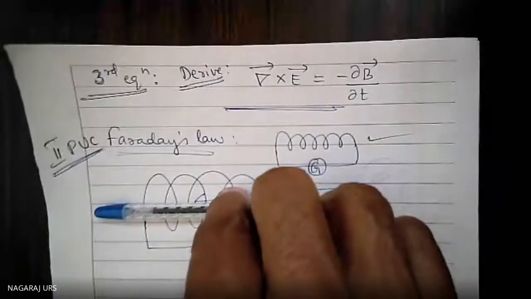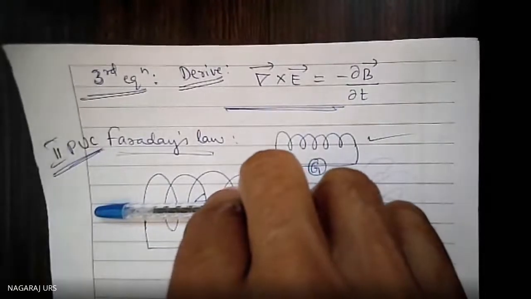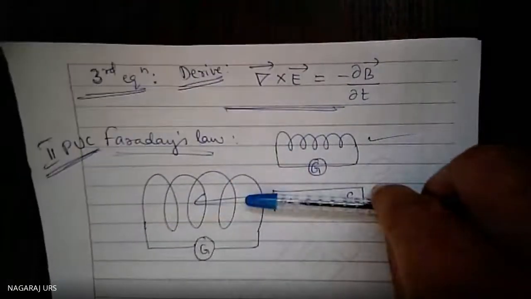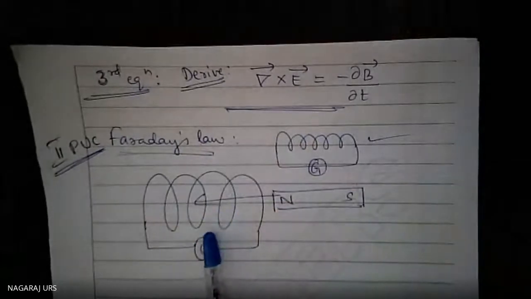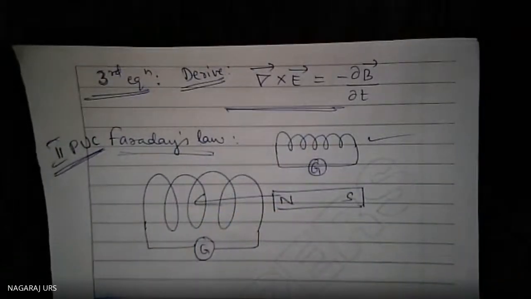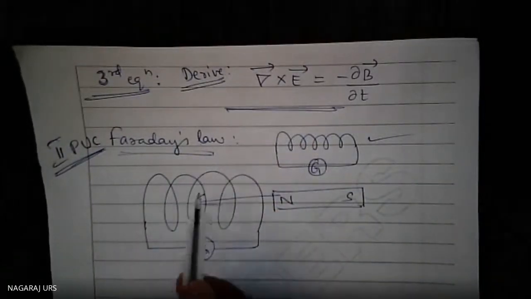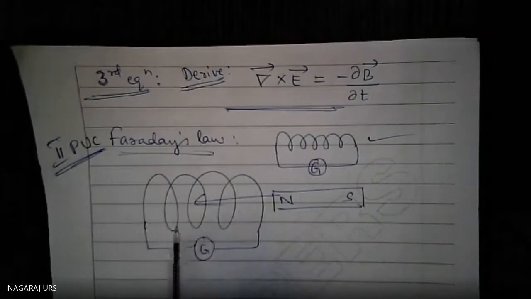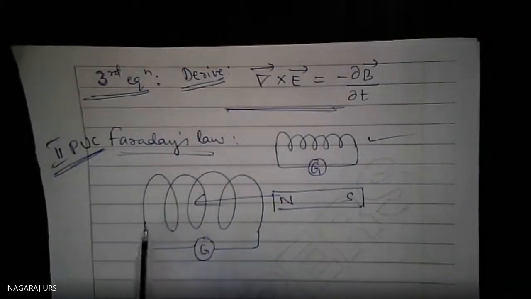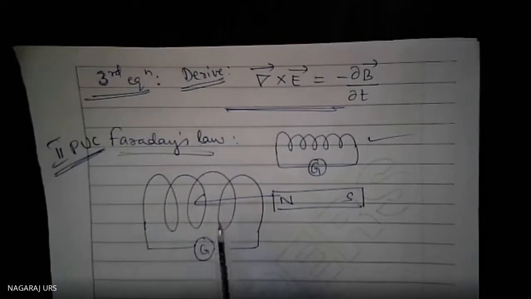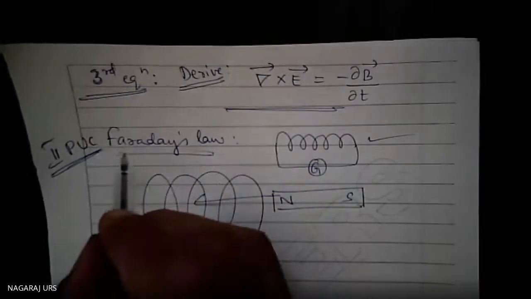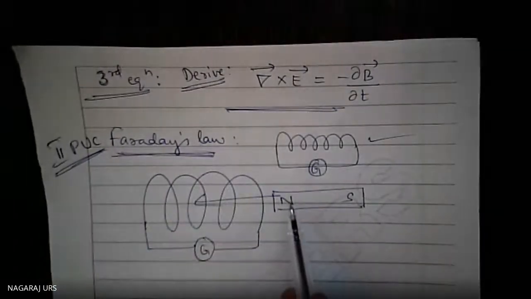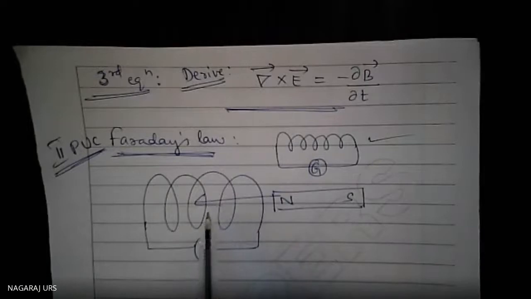If you are removing the magnet from inside the coil to outside, now the galvanometer shows the other side deflection, because the EMF and the flux it is producing are oppositely directed. Hence, the current is also flowing in the opposite direction. So that is Faraday's first law. Whenever there is a change in the magnetic flux linking with a coil, there is an induced EMF. If there is no change in the magnetic flux, there is no induced EMF.